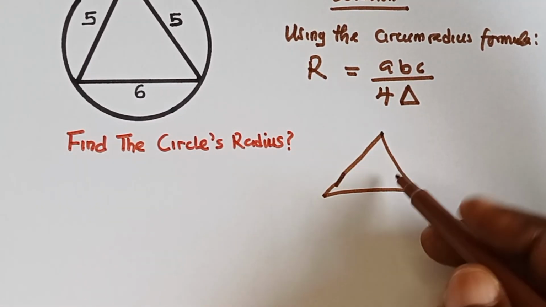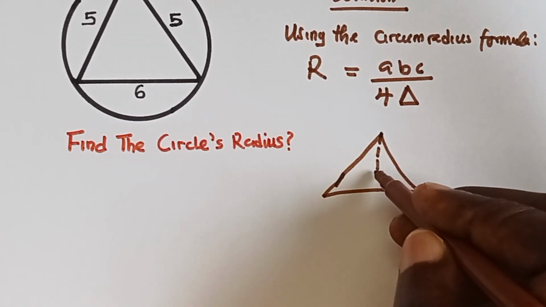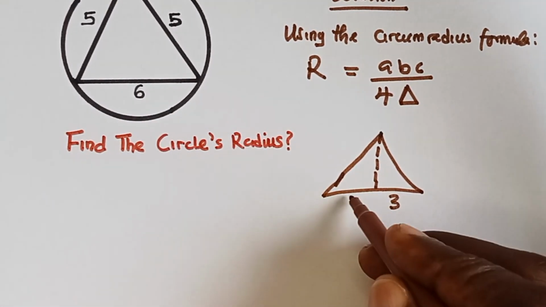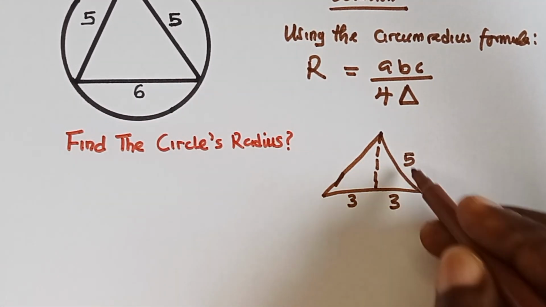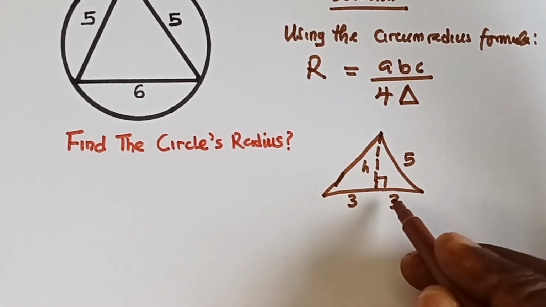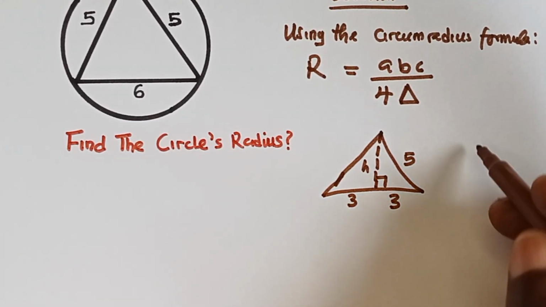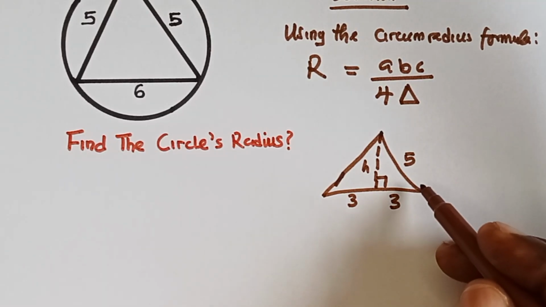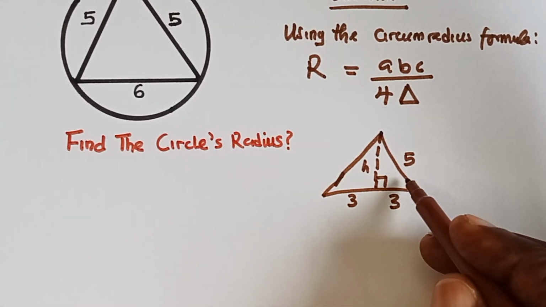So it's an isosceles triangle, and then this will give us the vertical height. From here to here is 6. That means this space is 3. This space is 3. This is 5. Then we can find the vertical height. All right, so now we are going to draw this right angle triangle, and we use Pythagoras theorem to find the vertical height.